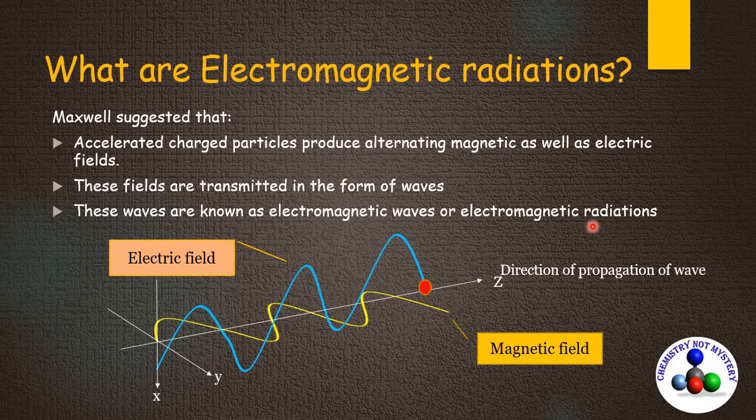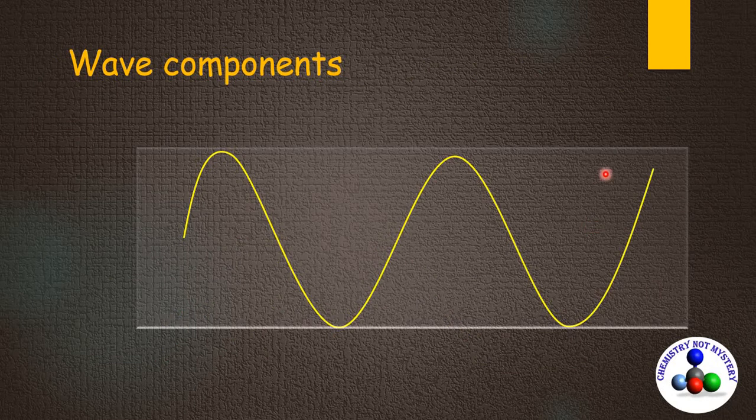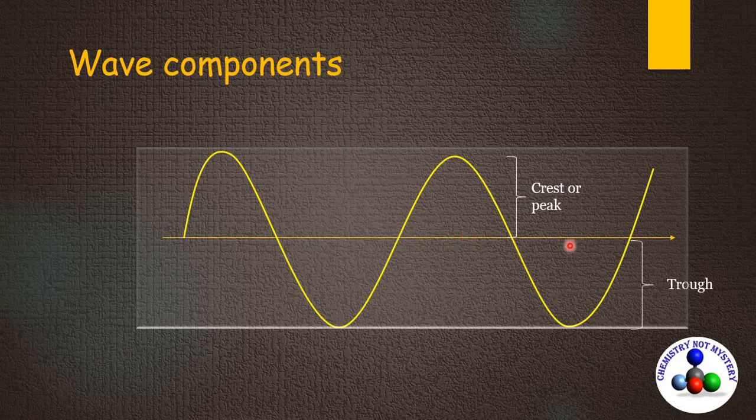To understand electromagnetic waves, first we need to understand the wave and what are the different components of a wave. The plane in which a wave propagates is called the plane of propagation, and the direction in which it moves is called the direction of propagation. Here, crest is the maximum upward displacement of the wave from the baseline, as you can see here, and trough is the opposite to the crest. It is the downward maximum displacement of the wave from the baseline.